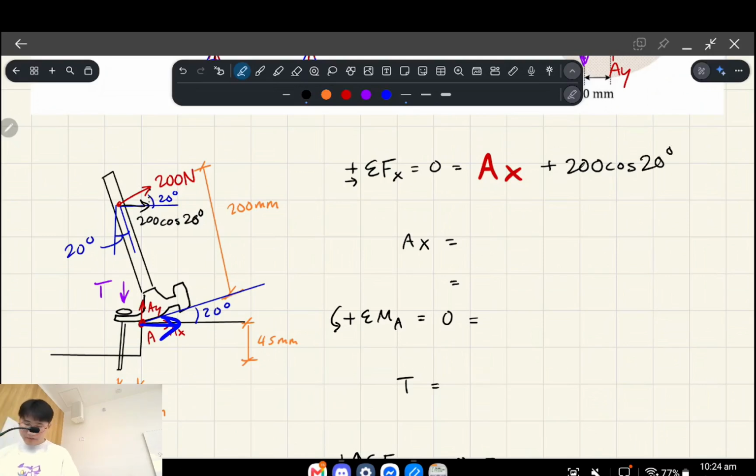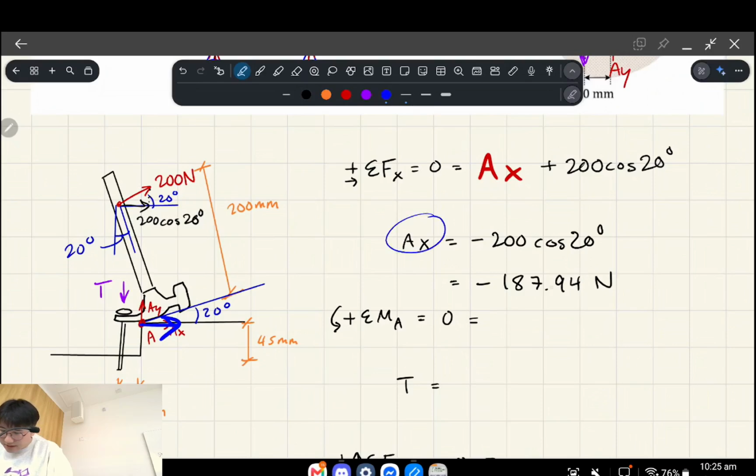And what you can see is that when you rearrange for Ax, you'll notice that this actually gives us a negative. And what I was trying to say before is that this negative number implies that our actual unknown that I've assumed is pointing to the right is actually pointing to the left. Okay, but we're just going to leave it as a negative number for now. Okay. So that is our first unknown solved.